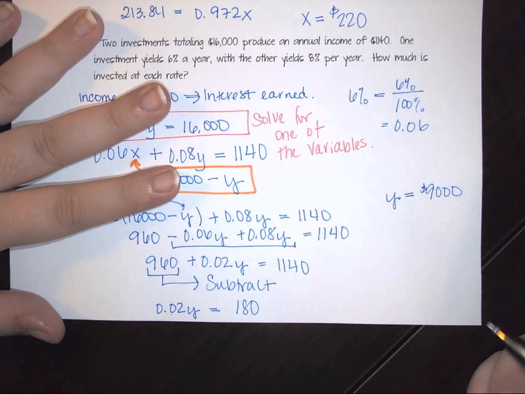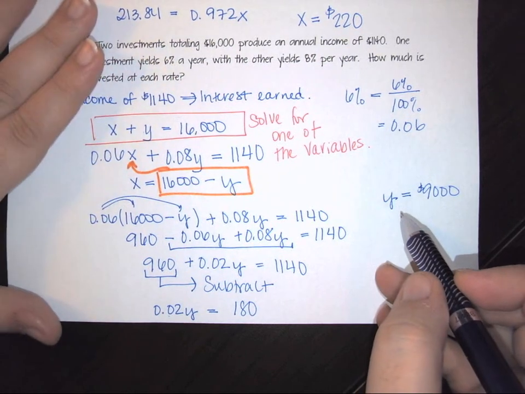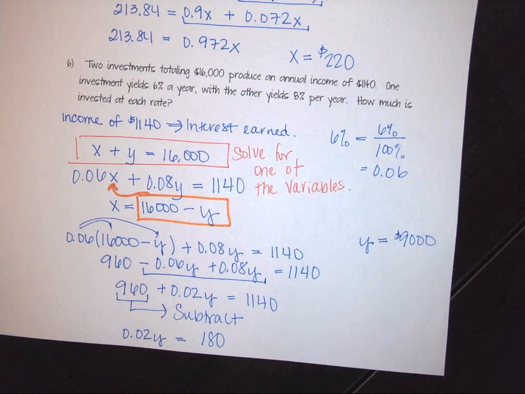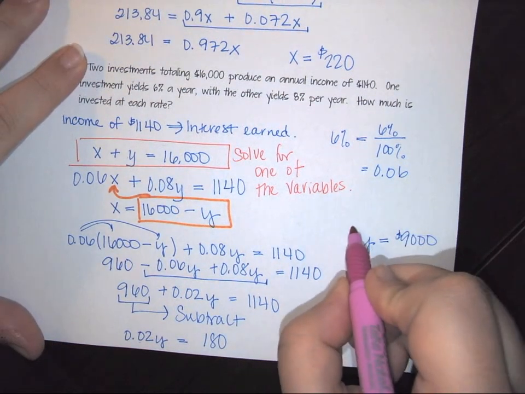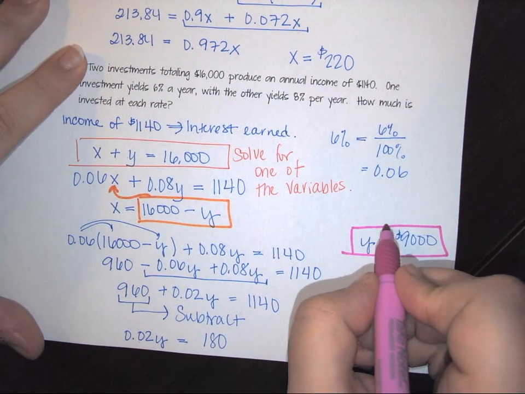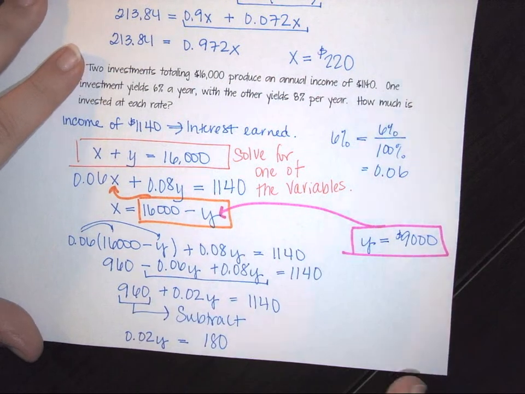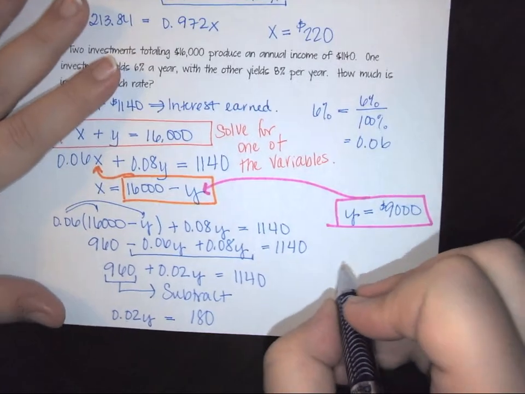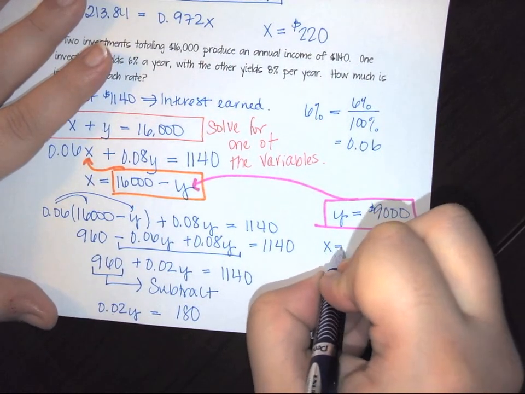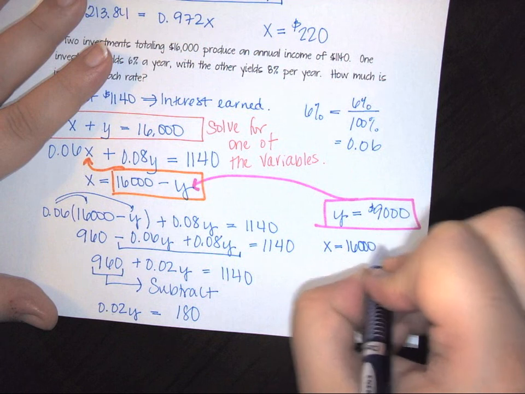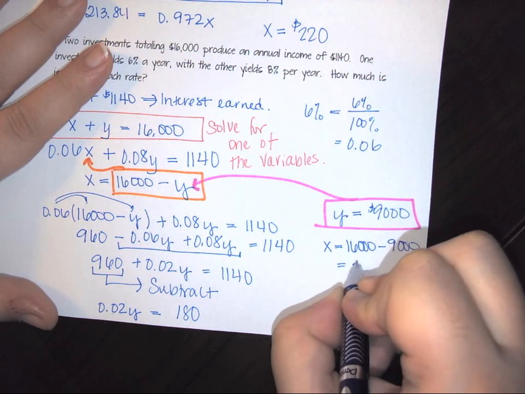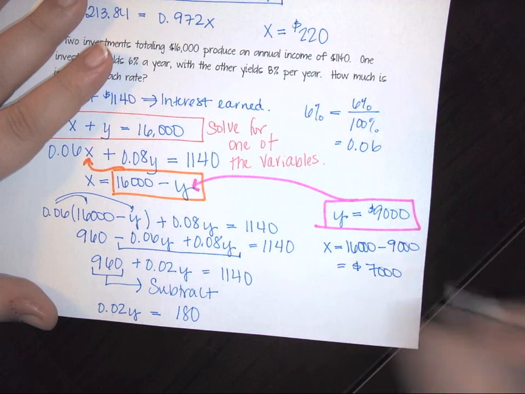9,000. Since I know what y is, the very easiest thing to do is to take this value and plug it back in from my y into this equation, because that already tells me what x equals. So here I'm going to get that x is 16,000 minus 9,000, which gives me a total of $7,000.